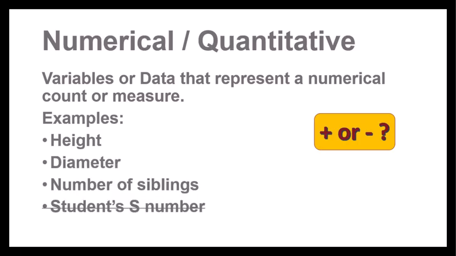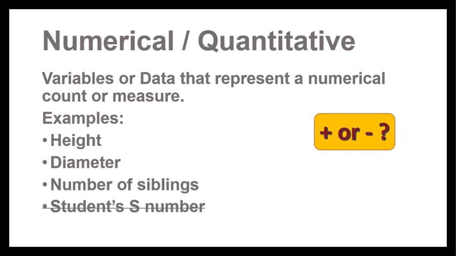So some examples of numerical data would be height. If you took someone's height or two people's heights, you could add those together and get what their total height would be. Or diameters of trees or ball bearings or something like that. Those are measurements. An example of a count would be the number of siblings someone has.